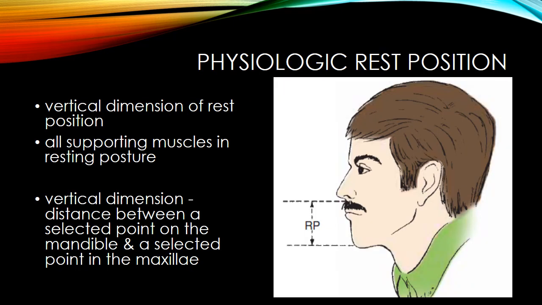Vertical dimension of rest position is also referred to as the physiologic rest position. This is the position of the mandible in which all the supporting muscles are in resting posture. The person's head is upright. The muscles of mandibular movements are in equilibrium, and the condyles are in an unrestrained position. So vertical dimension is the distance between a selected point on the mandible and a selected point in the maxilla.